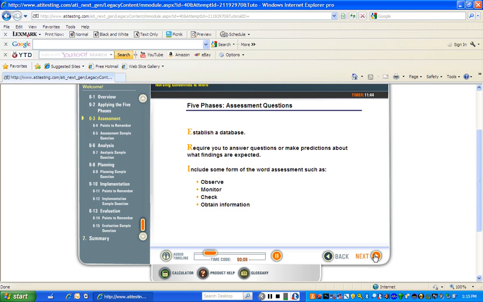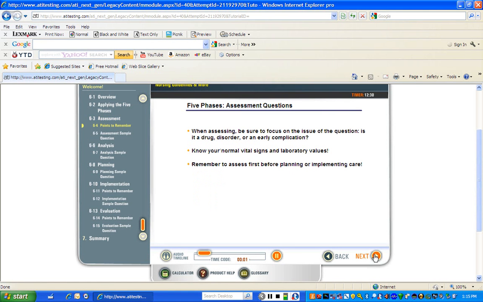Remember that during the phase of assessment, the nurse must establish a database by gathering objective and subjective data and identifying manifestations. This may require the nurse to take vital signs, read laboratory values, or ask the client a question. Therefore, assessment questions require you to answer questions or make predictions about what findings are expected. When answering questions about assessment, keep in mind that they are likely to include some form of the word assessment, such as observe, monitor, check, or obtain information.